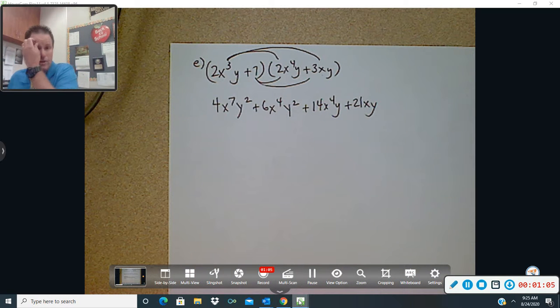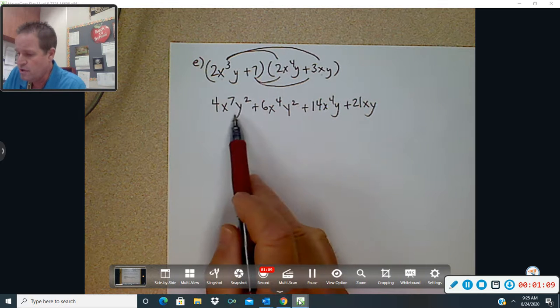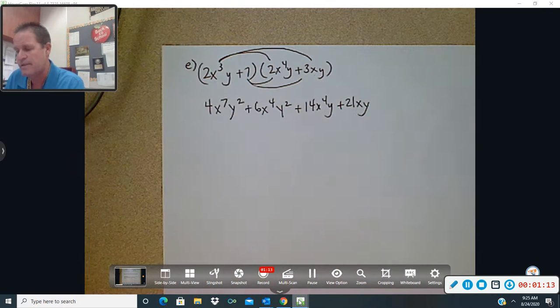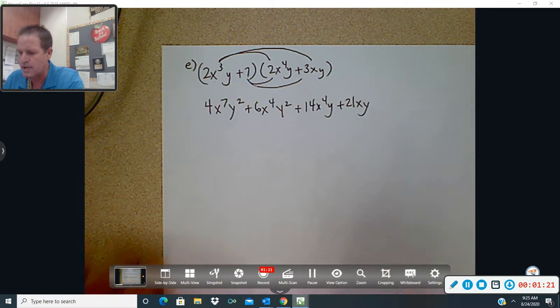Now, to combine like terms, the terms have to be exactly the same. These terms both have y squareds, but they both don't have x to the 4th or x to the 7th, so we're not going to be able to combine any like terms. I don't see anything that goes together. This looks like a good order.